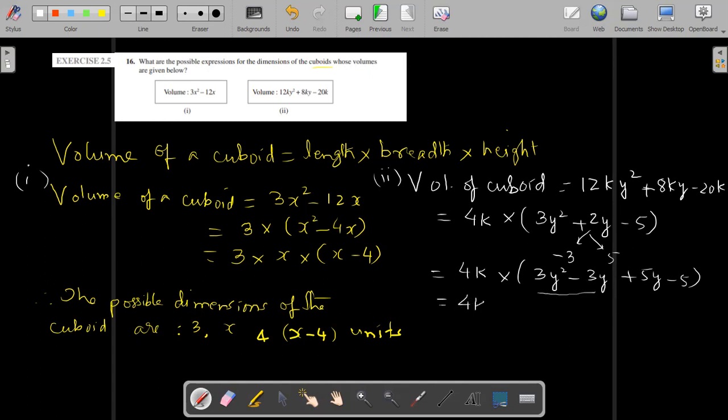Okay. Now take out common from these two terms. So 4k as it is, and the common term is 3 and y both, so y minus 1 is left. Then take out common 5, so y minus 1. Now y minus 1 is common, so we get 4k into 3y, y minus 1 is common, y minus 1. Then what is left inside? 3y plus 5.